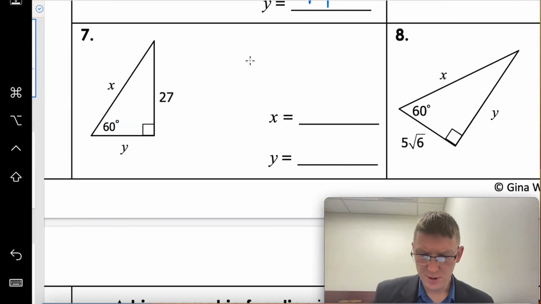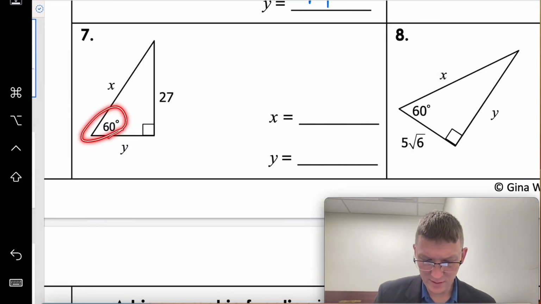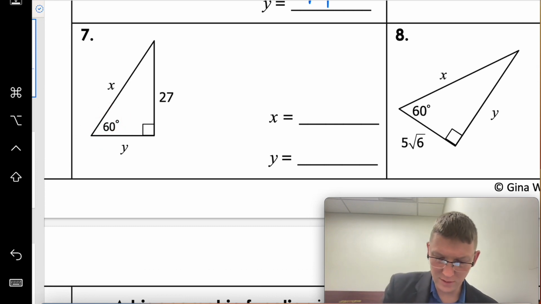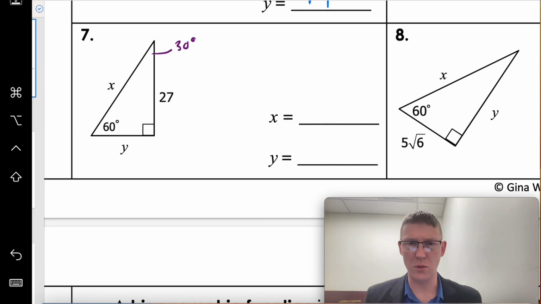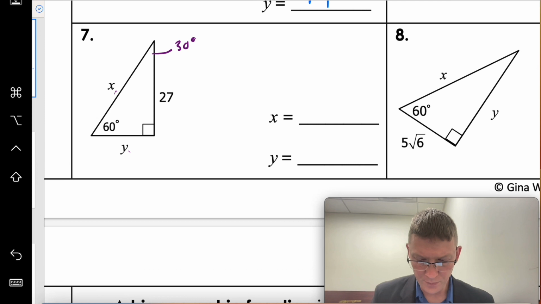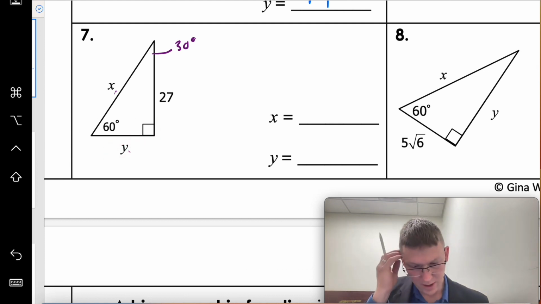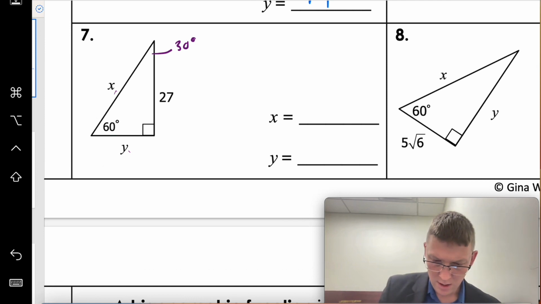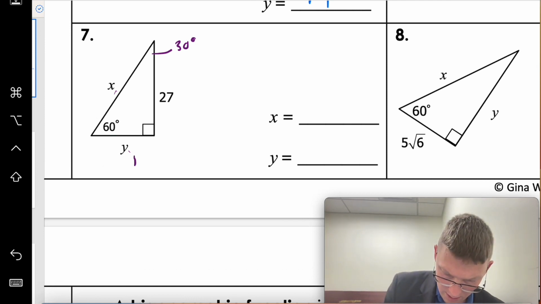So looking at number 7, obviously I see a 60, so that means it's going to be a 30, 60, 90, so I can call this 30 degrees. You don't really have to write that if you don't want to, but sometimes it helps. So we need to figure out what x and y are. My x is my hypotenuse right there. I know that because it's opposite my 90 degree. This is going to be my side. Because it's a 30, 60, 90, I always like to write 1, 2, square root of 3.